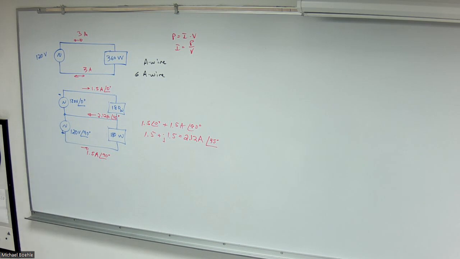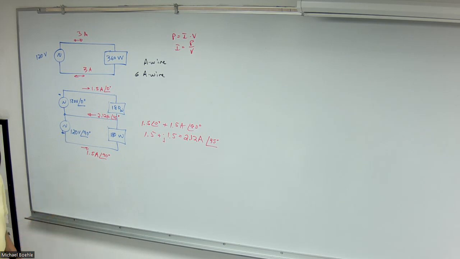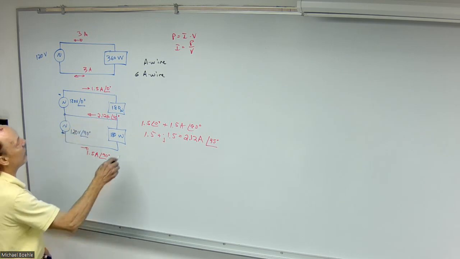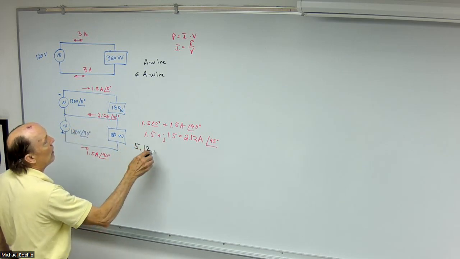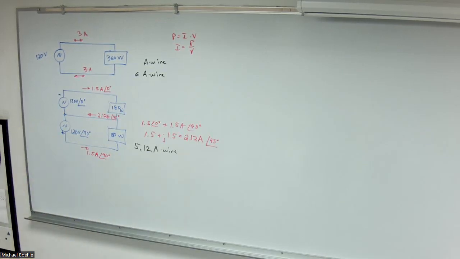What is my amp wire total now? One wire has to handle 1.5. This one has to handle 1.5. This one only has to handle 2.12. So 1.5 plus 1.5 is 3, plus that is 5.12 amp wire. Now, not a lot less than 6, but it is less. Make sense to everyone? All right. Anybody see where I'm going with this?